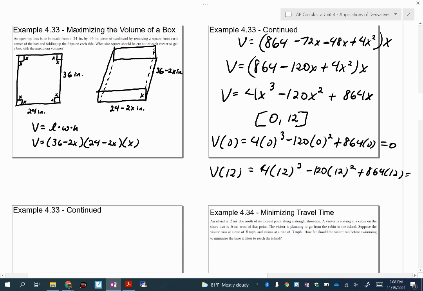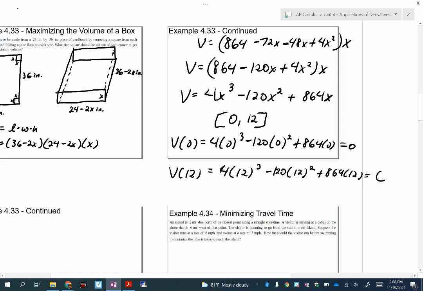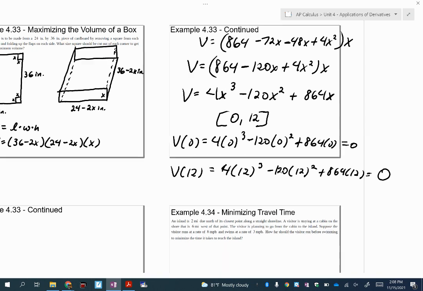Now, I'm going to do it on my phone next to me real quick, but with a lot of these, it'll end up being 0, but you should take the time to see if it actually will be 0. So that's going to be 12 cubed times 4 minus 120 times 144, and then plus 864 times 12, and you get 0. Okay, so also getting 0 means that when I look at the sketch of this over this bounded interval, I'm looking for the absolute maximum between x values of 0 and 12.